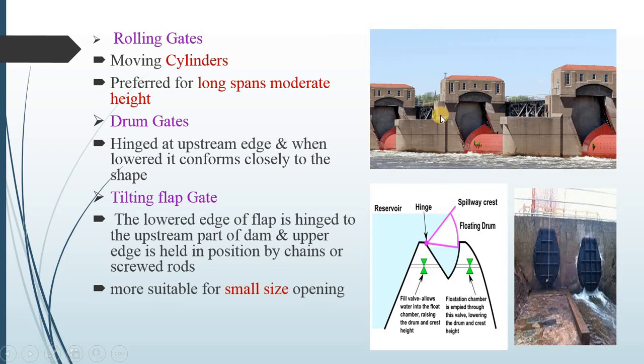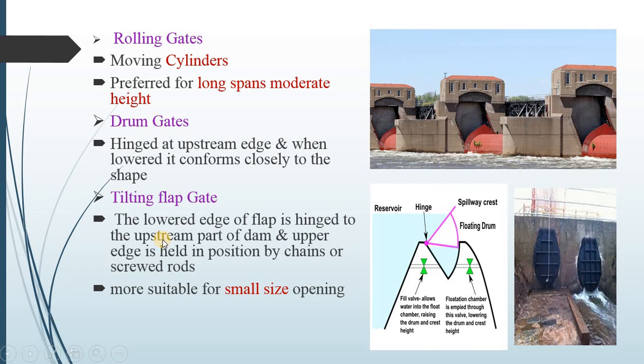Next are the drum gates. The drum gates are hinged at the upstream edge, and when lowered, they conform closely to the shape. So in that case the hinge is provided here, and by moving this drum gate you can close or open the valve of that dam.